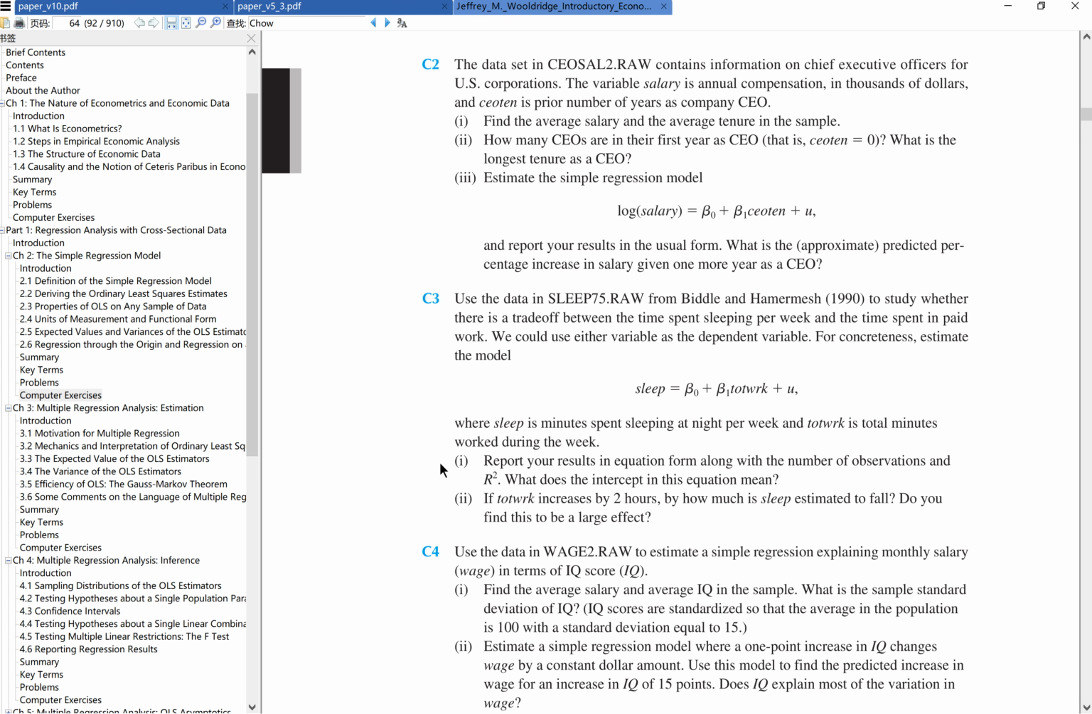So the first question here is to report your result in equation form along with the number of observations and R squared. What does the intercept in this equation mean?